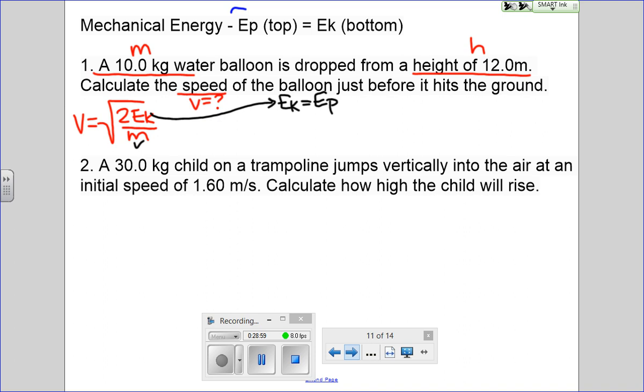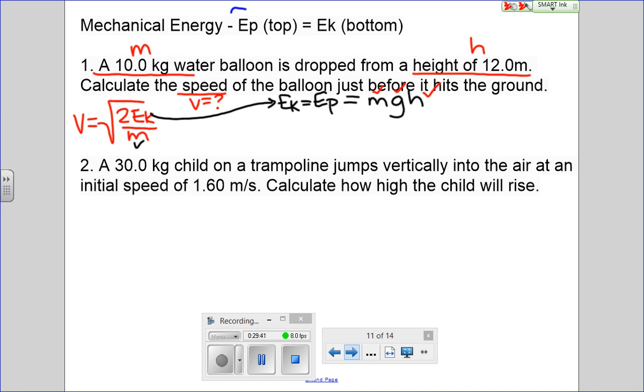So I ask myself, could I calculate potential energy? I know mass, I always know gravity because it's a constant, and I know height. I have enough information to calculate potential energy at the top. I know that potential energy at the top and kinetic energy at the bottom should be equal because of conservation of energy. So notice I'm not actually using mechanical energy as part of my calculation. I'm using the concept. I'm using the idea that energy is conserved.